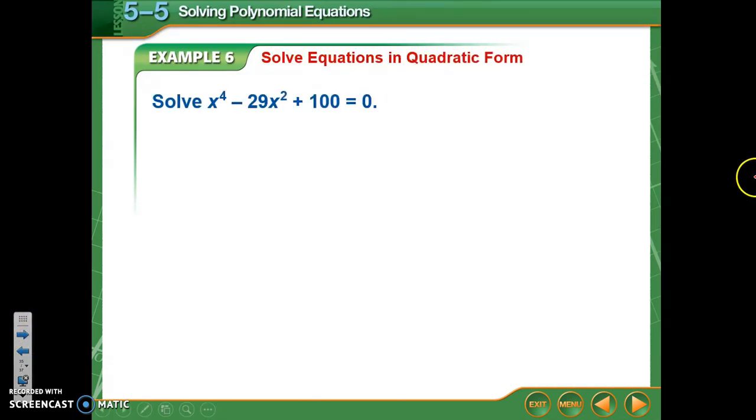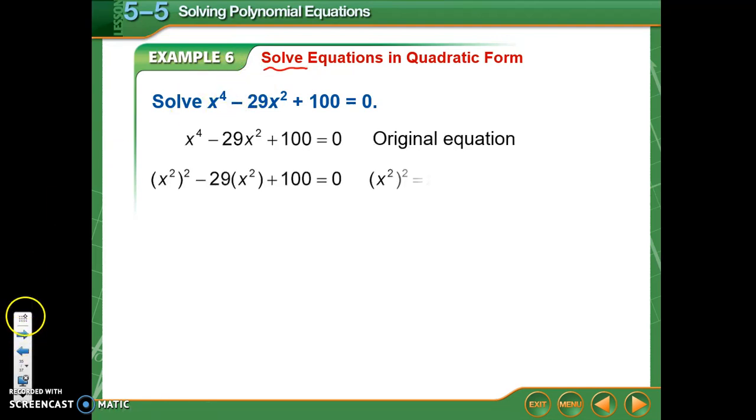All right, last but not least, that was just writing things in quadratic form. Now we're going to look at how that helps us to solve quadratic equations. Okay, so here I have x to the 4th minus 29x squared plus 100 equals 0. In chapter 4, we would have said, well, we don't really know how to solve this because it's not quadratic. We can't do quadratic formula or factor, but actually with this we can.